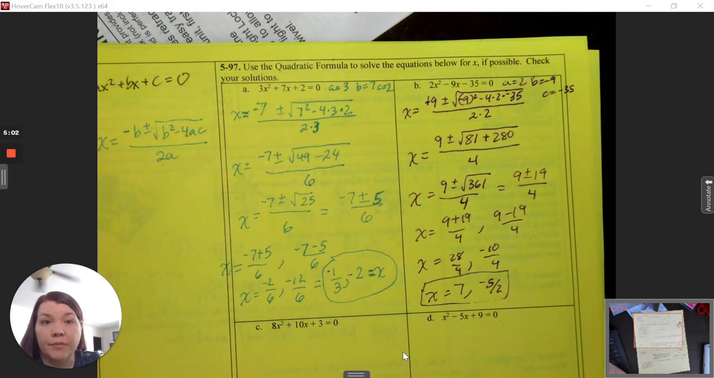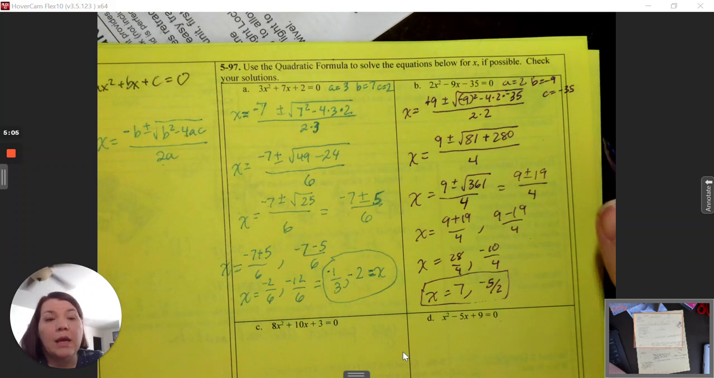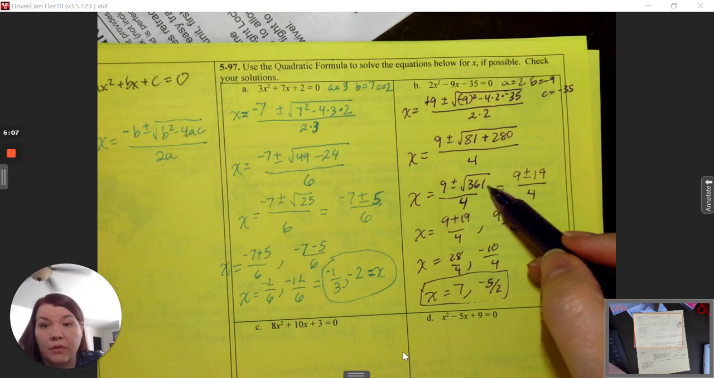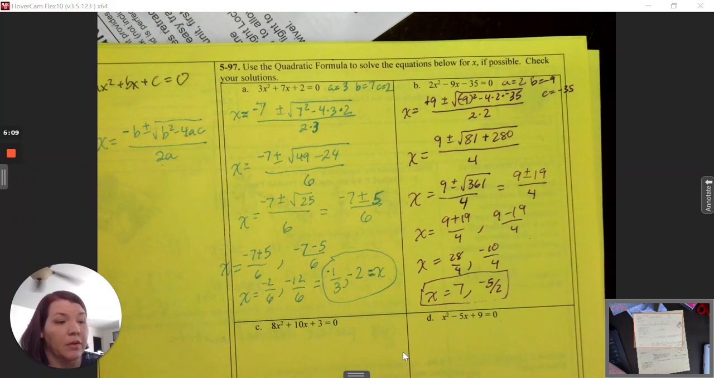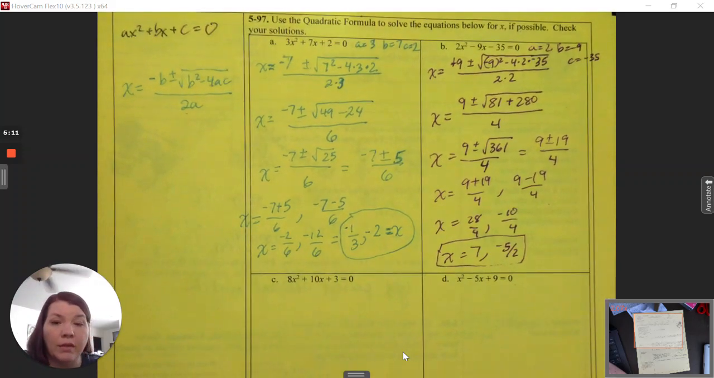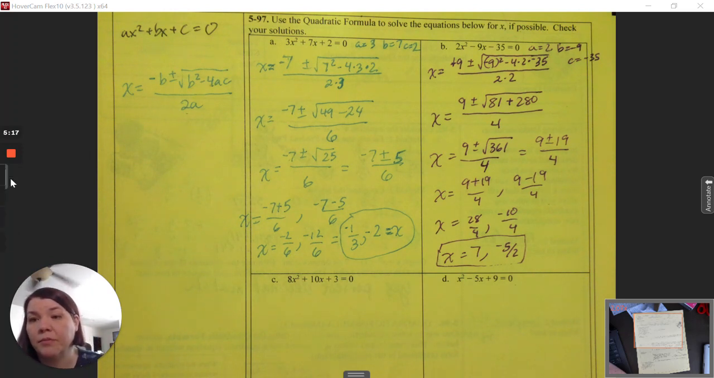But it still worked, and it worked relatively quickly. I like it better when this is not a perfect square. If it's factorable, I don't like doing this method. So why don't you go ahead and try the last two. I will come on with the answer for C in just a minute. We'll discuss it, and then we'll do the last one.